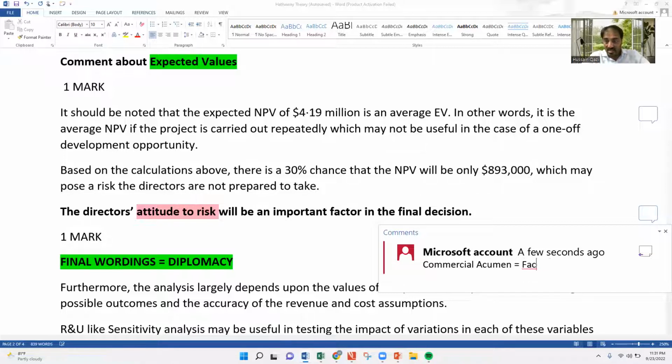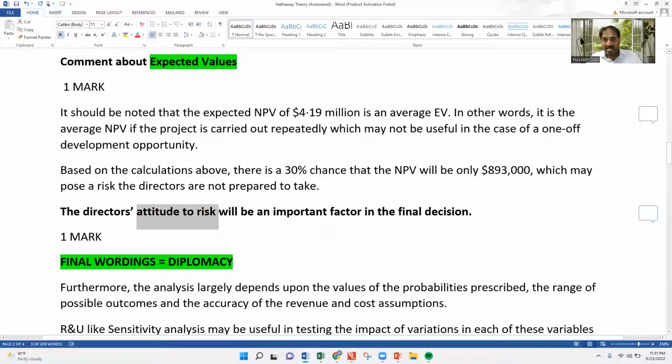Facts, other facts, or illustrations, but relevant to the case. So that's called commercial acumen.